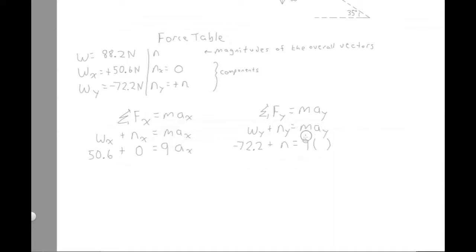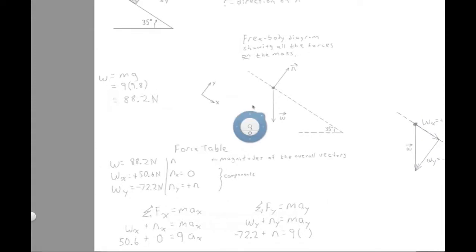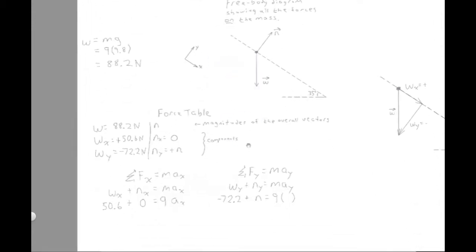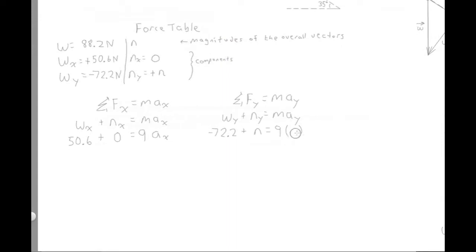But we can do better with a sub y, because this object is moving down the inclined plane. This object is moving parallel to the x-axis. So this object is motionless in the y component. There's no motion parallel or anti-parallel to the y-axis. The only motion is parallel to the x-axis, down the inclined plane. And if the object is motionless in the y component, that means that a sub y is 0.